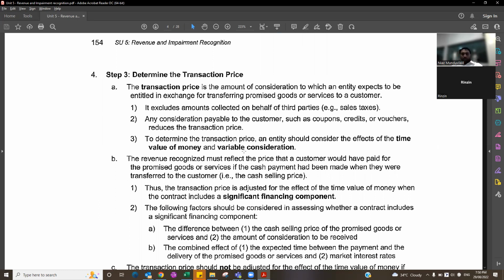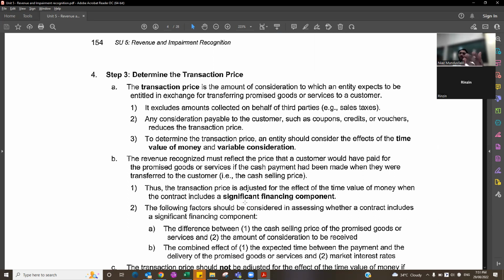Clear? So the revenue recognized must reflect the price that a customer would have paid for the promised goods or service if the cash payment had been made when they were transferred to the customer. If you bought from me for cash, I would have sold it to you for 50,000. Thus, the transaction price is adjusted for the effect of the time value of money when the contract includes a significant financing component. So the 10,000 difference is the financing component.